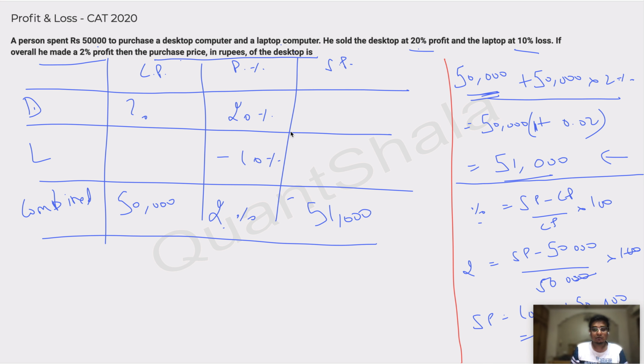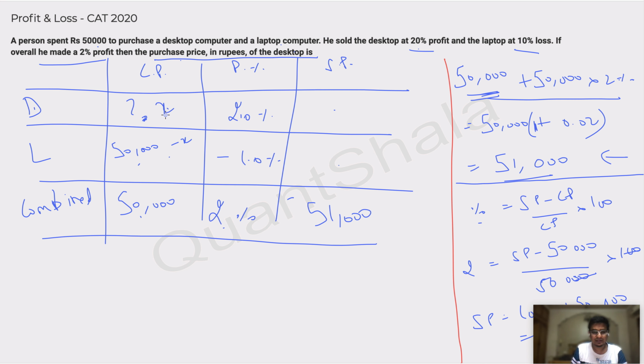Okay. Now we are given the individual profit percentages. We are supposed to calculate this thing. So let's try to assume something. Let's try to assume that this is X. Okay. So what will this be? We know the total is 50,000. So this will be 50,000 minus X.